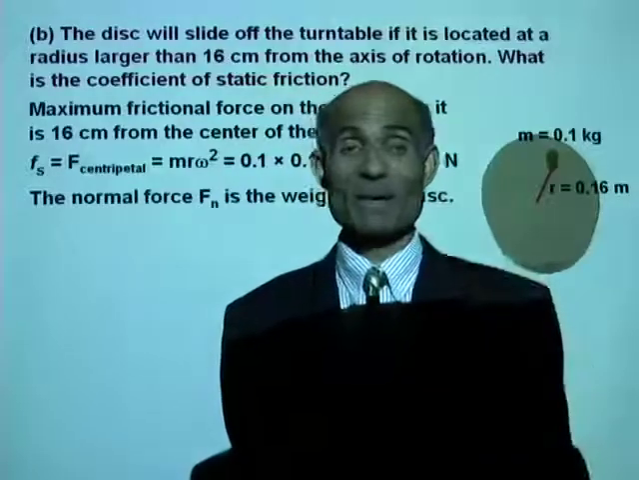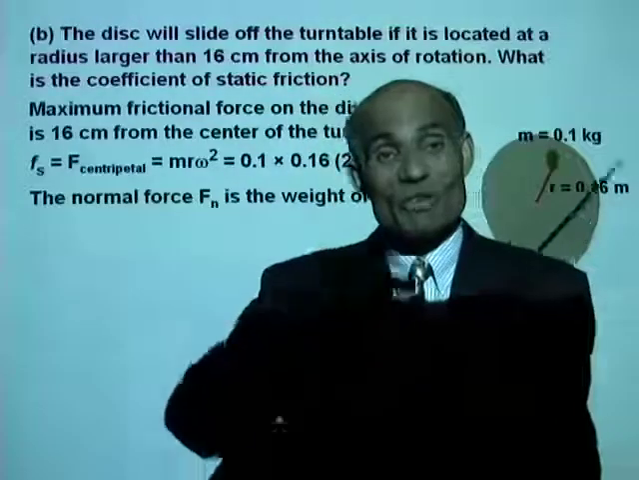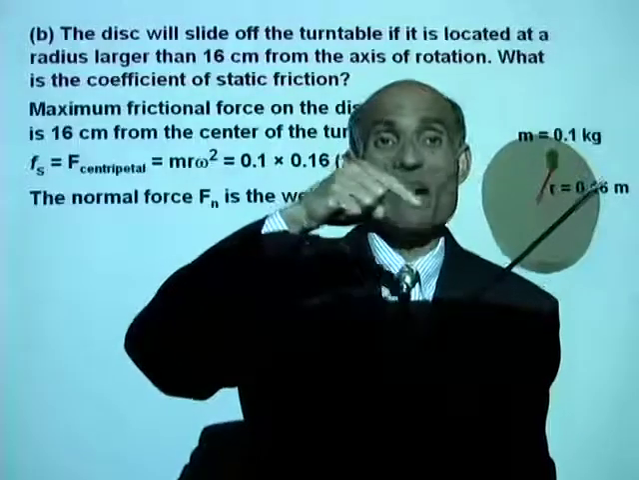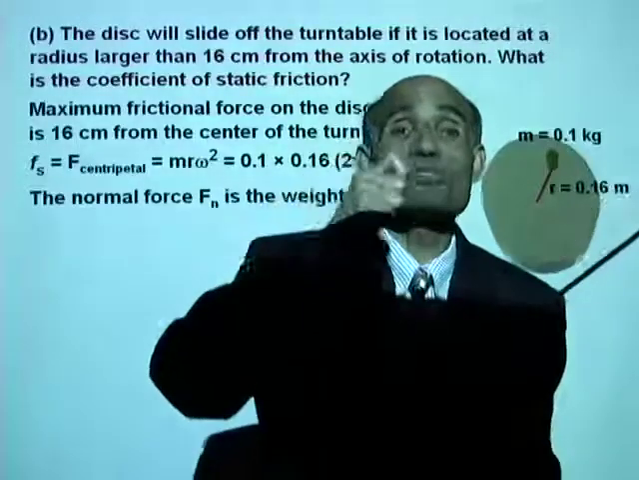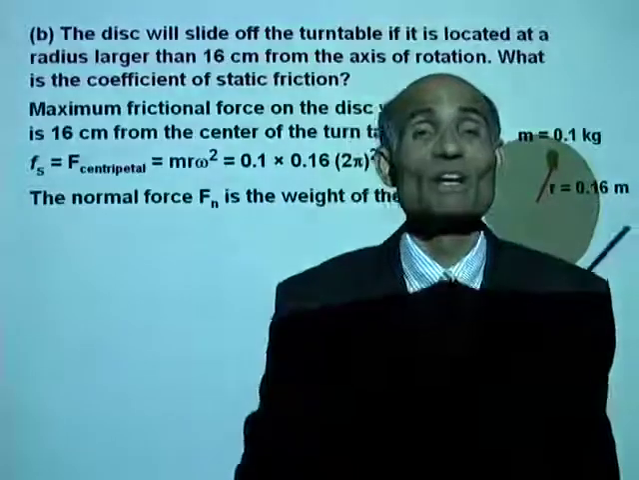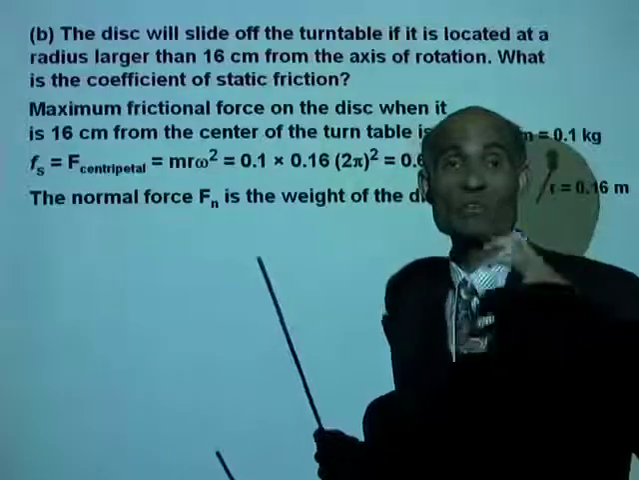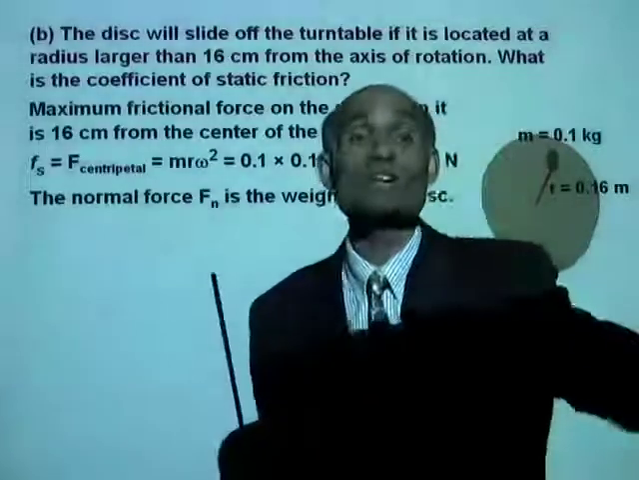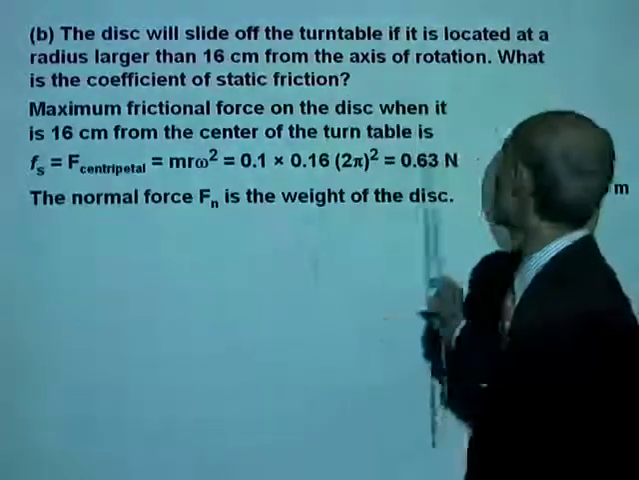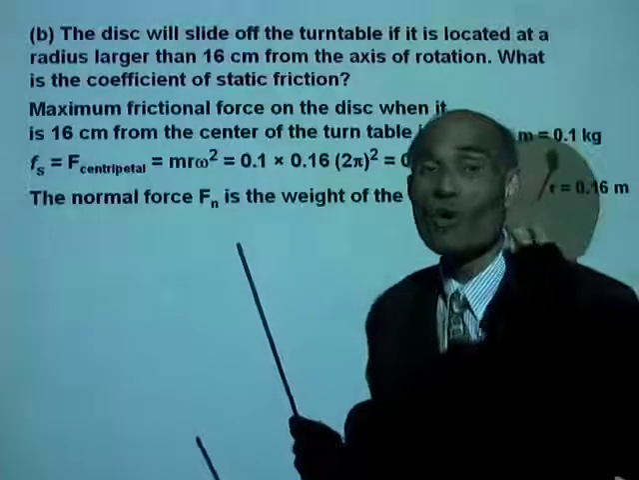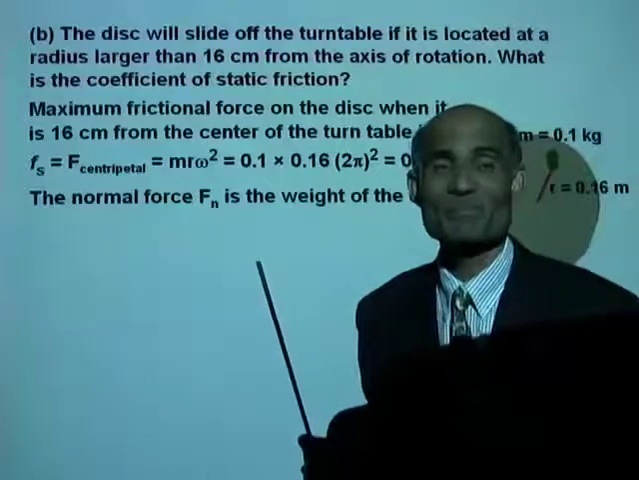What does that mean? Well, if the disc slides away at that radius, that means that is the maximum frictional force the disc and the turntable can provide. The frictional force cannot increase more than that. That means this 0.63 Newton is the force of limiting friction.